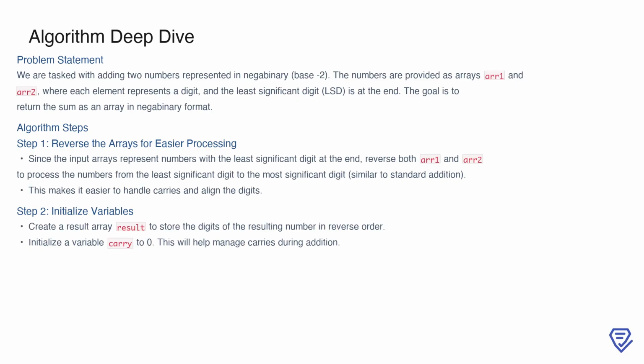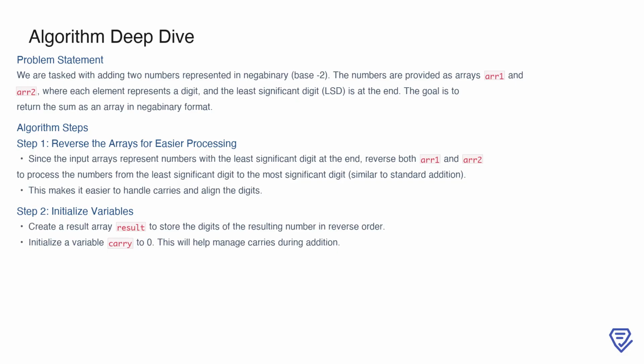The first step is to reverse both input arrays, ARR1 and ARR2. Since the least significant digit is at the end, reversing the arrays allows us to process the numbers from the least significant digit to the most significant digit. This is similar to how we handle addition in standard binary or decimal systems. It simplifies the process of aligning the digits and managing carries.